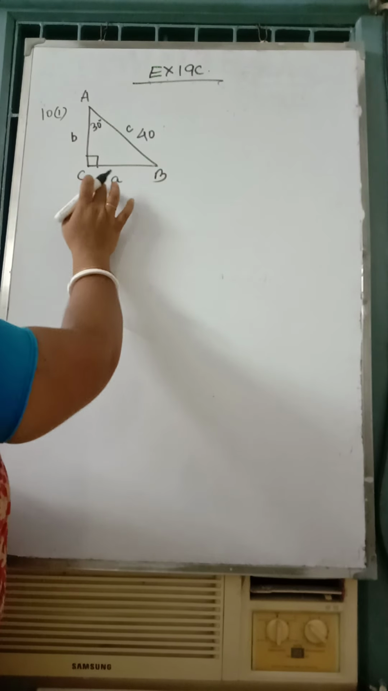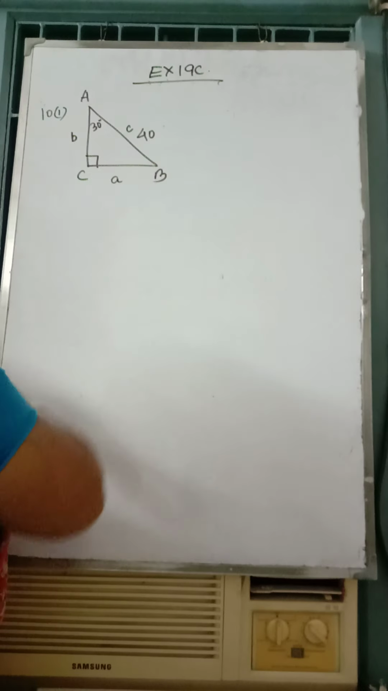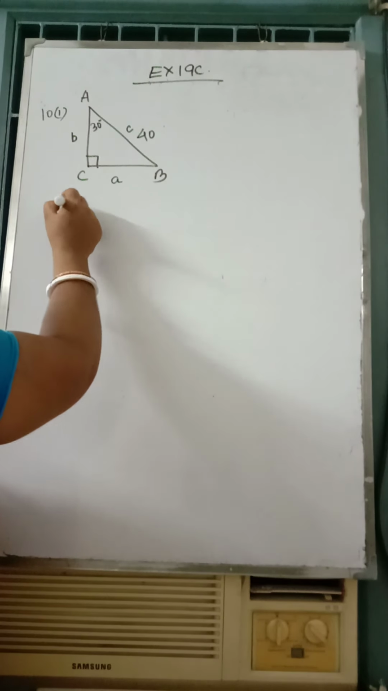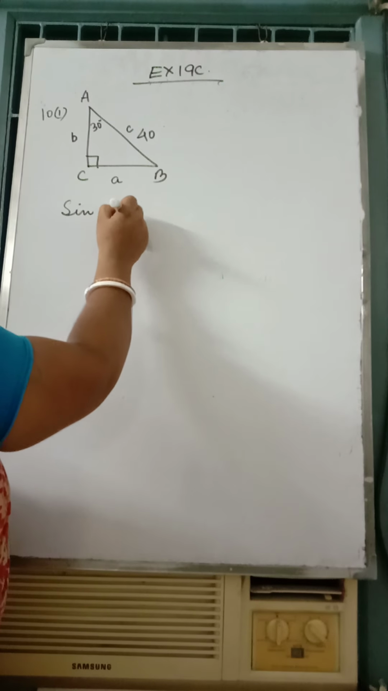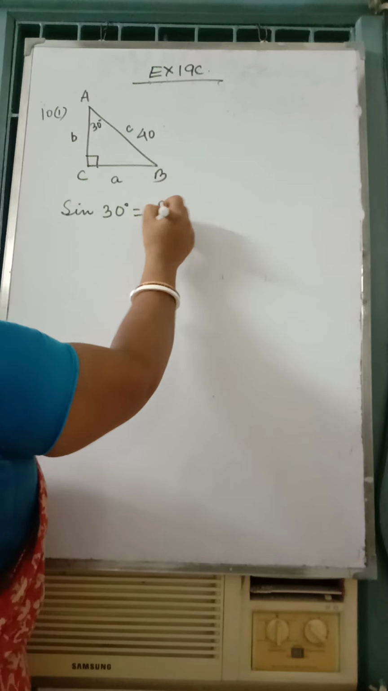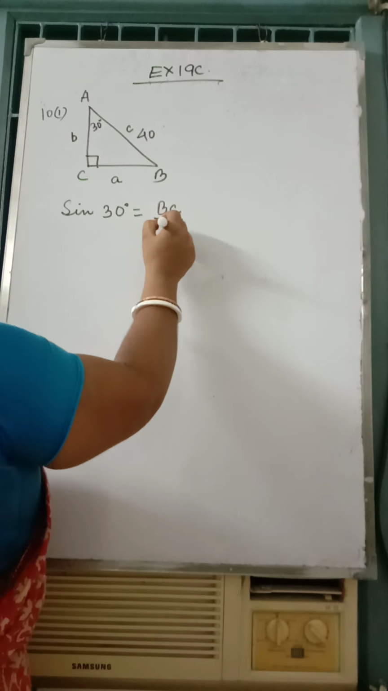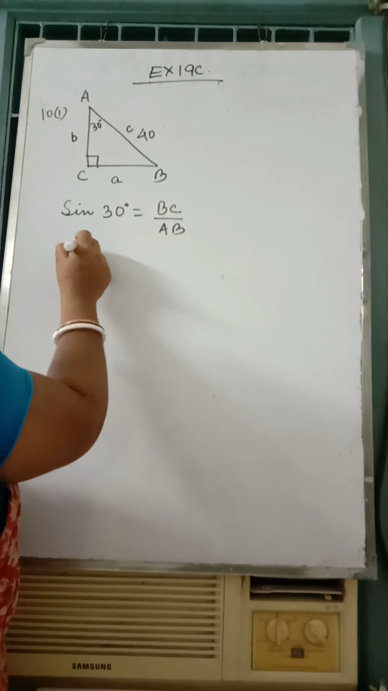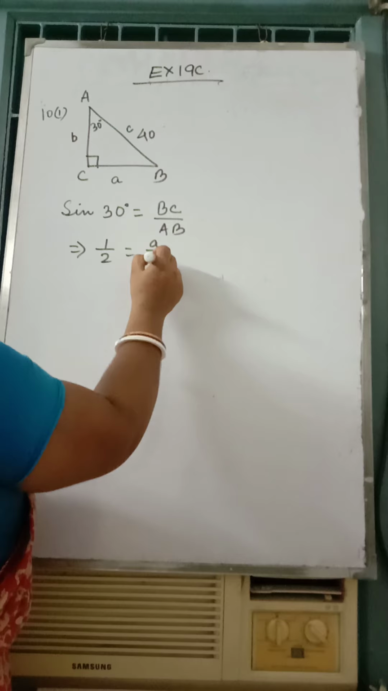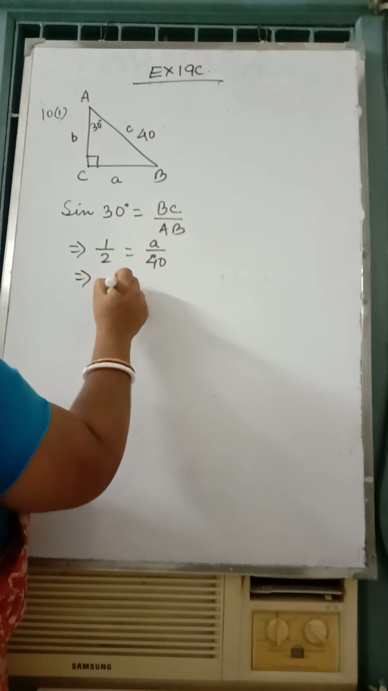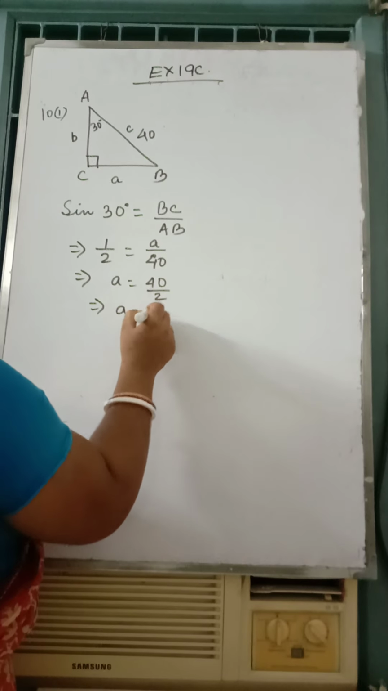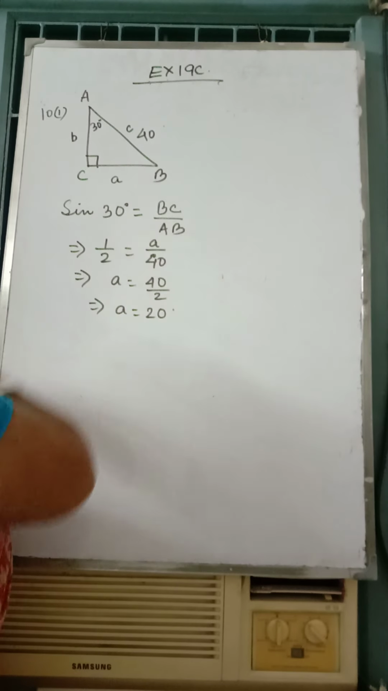Now what are the things not given? These two sides are not given and this angle is not given. We need to calculate this. Is it? Now first of all, sin 30 degree is equal to BC, the perpendicular, by AB. Sin 30's value is 1 by 2, so 1 by 2 is equal to a by 40, or a is equal to 40 by 2, or a is equal to 20. Now the value of a we got is 20.